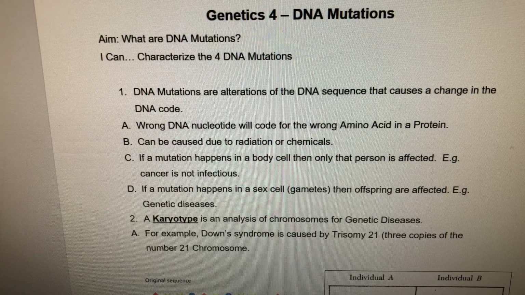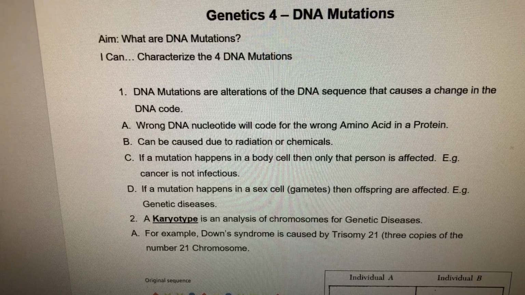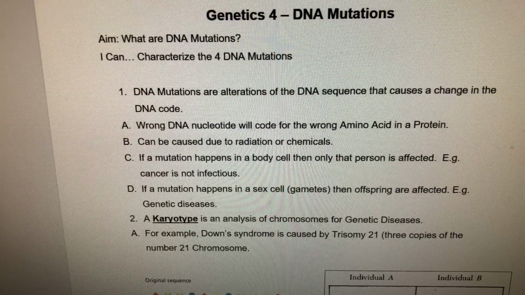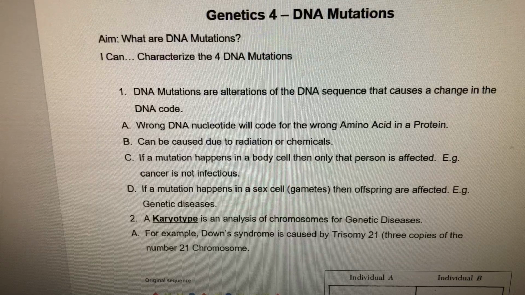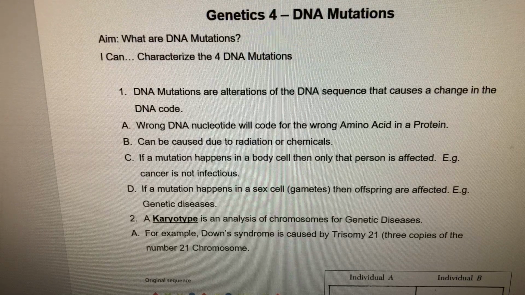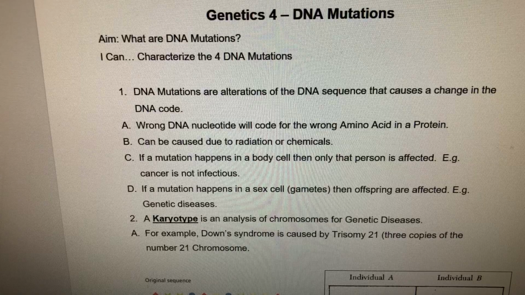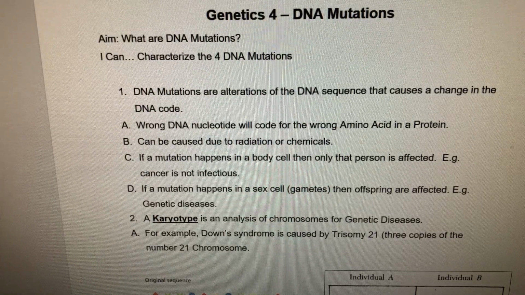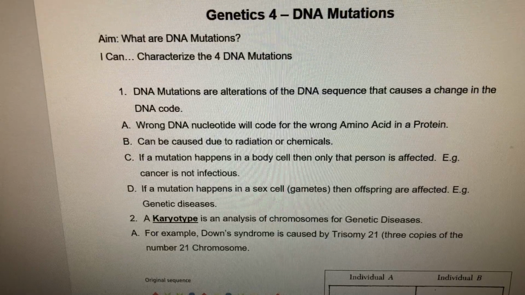If a mutation happens in a body cell, like a lung cell, then only the person is affected. You might get something like cancer of the lung. But if a mutation happens in the sex cells, the gametes, then your offspring could be affected, and this is called a genetic disease. A karyotype is an analysis of chromosomes for genetic diseases.